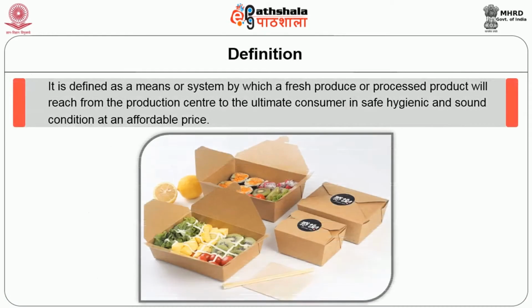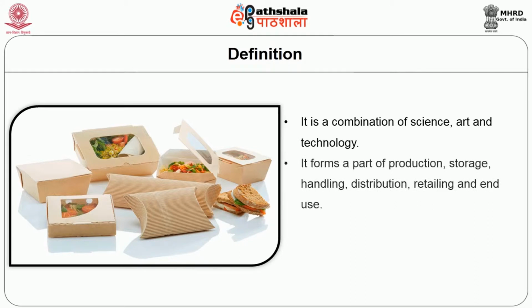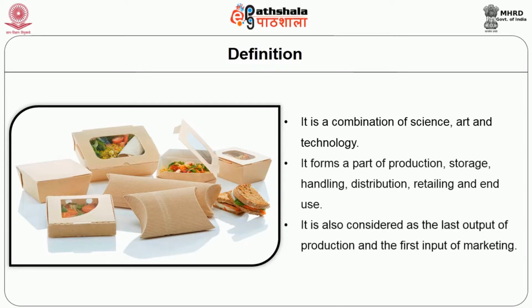Definition. Food packaging is defined as a means or system by which a fresh produce or processed product will reach from the production center to the ultimate consumer in safe, hygienic and sound condition at an affordable price. It is a combination of science, art and technology. It forms a part of production, storage, handling, distribution, retailing and end use. It is also considered as the last output of production and the first input of marketing.